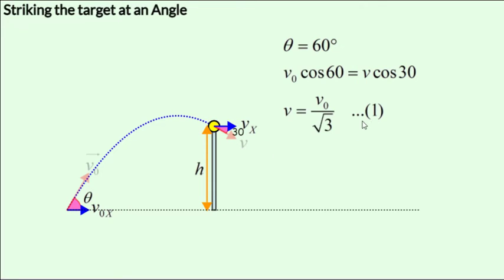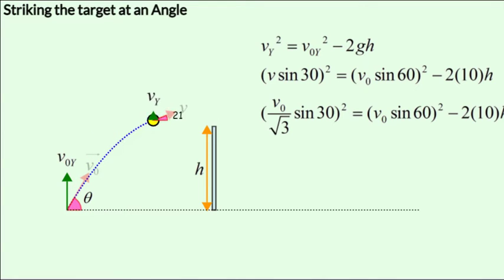With this we get the relationship between v and v0. v equals v0 over the square root of 3, and this is our first equation. The height of the tower is given to us as h. Let's apply the third equation of motion along the y-axis. We have vy squared equals v0y squared minus 2gh, and think in terms of only the y-axis.